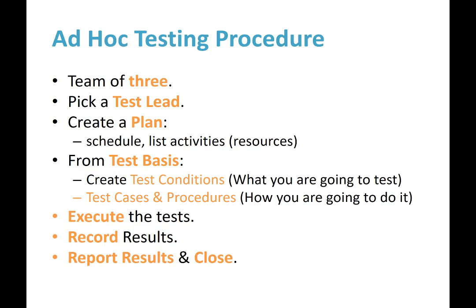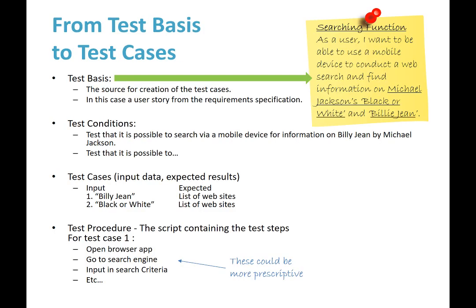Off the back of the test basis, we create test conditions. This is a list of what we're going to test. And then off our test conditions, we can figure out test cases, which is how we're going to test those conditions, and the procedures we need to follow. So test cases and procedures are, in a nutshell, how we're going to test the test conditions. After that, we do the tests, we record the results, and we report the results to whoever we need to report them to, and then that closes the testing activities for this particular phase of a project.